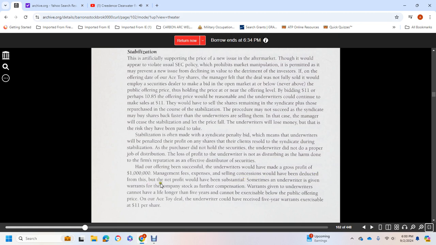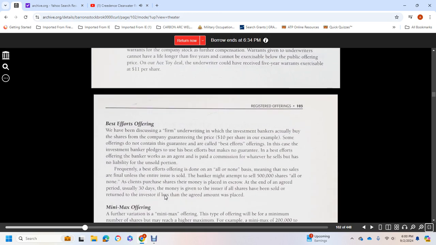Sometimes underwriters are given warrants for the company stock as further compensation. Warrants given to underwriters cannot have a life longer than 5 years and cannot be exercisable below the public offering price. On the Ace Toy deal, the underwriter could have received a 5-year warrant exercisable at $11 per share.